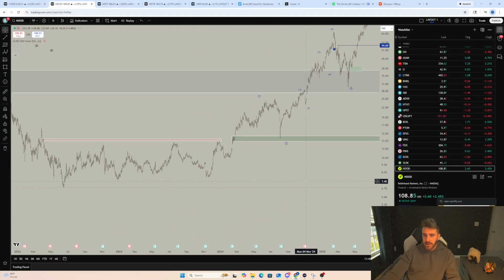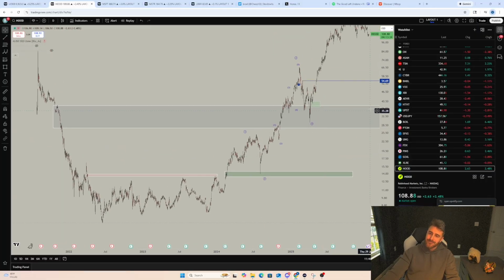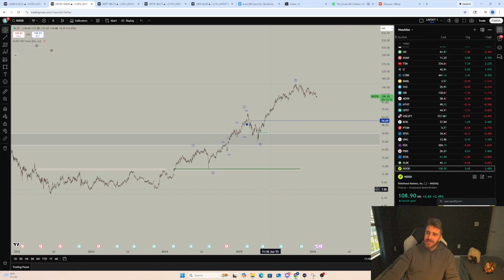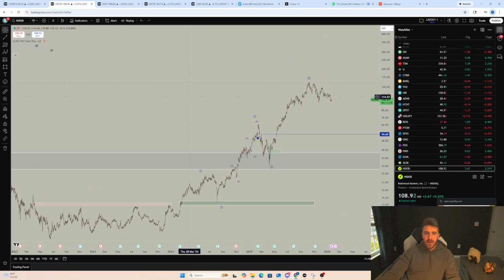Hood was a beauty entry right here. Look at this, supply got tagged right here. We flipped supply, printed demand, and what did we do? We retraced. At $14 we could have got in, and we flew. Everybody's getting back on Robinhood.